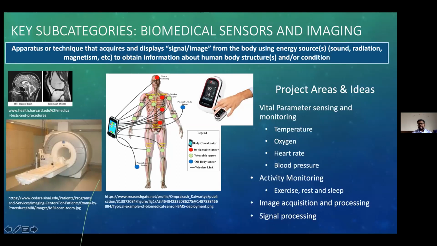So in the right corner here, I have a picture of a pulse oximeter. This is by a company called Masimo that makes some of the best pulse oximeters in the world. That uses infrared light to pick up the oxygen inside the capillaries in your fingertips, and that gives us an idea of whether you have sufficient oxygen or not. And again, there are a number of different things you can do with biomedical sensors and imaging.